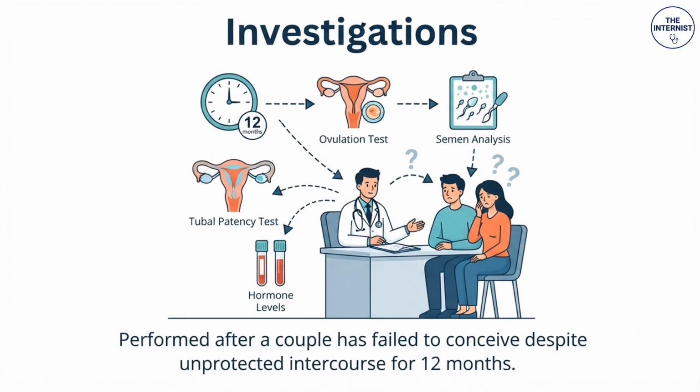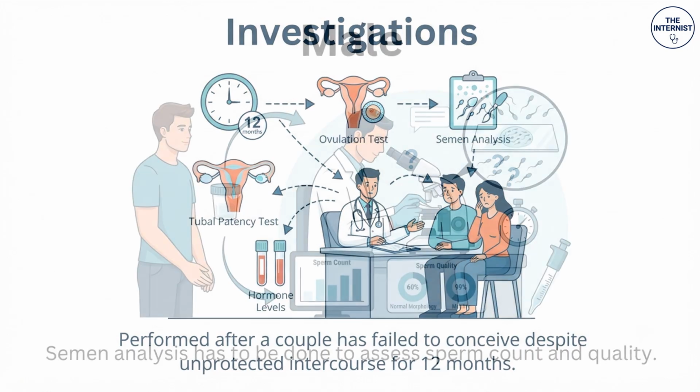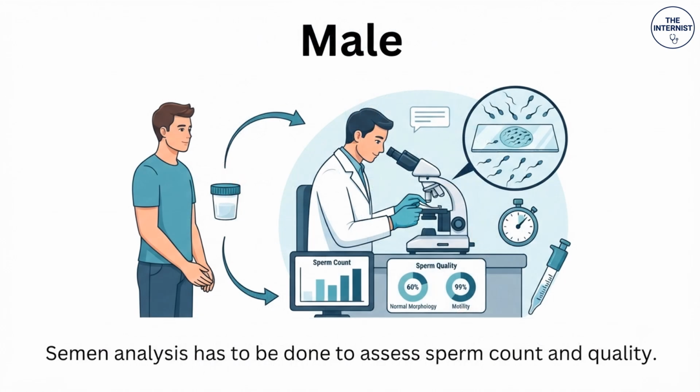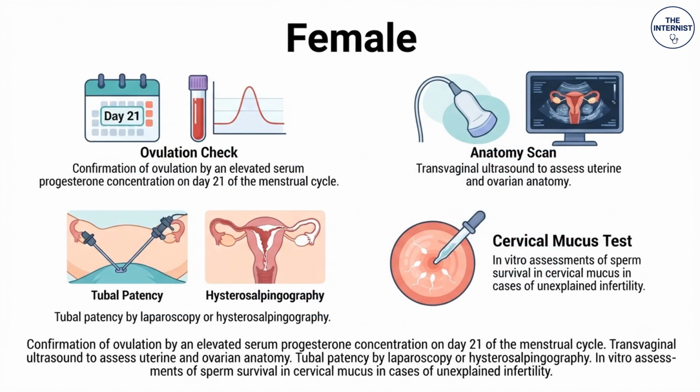Investigations are performed after a couple has failed to conceive despite unprotected intercourse for 12 months. In male, semen analysis has to be done to assess sperm count and quality. These are the investigations done in female. Confirmation of ovulation by an elevated serum progesterone concentration on day 21 of the menstrual cycle. Transvaginal ultrasound to assess uterine and ovarian anatomy. Tubal patency by laparoscopy or hysterosalpingography. In vitro assessments of sperm survival and cervical mucus in cases of unexplained infertility.